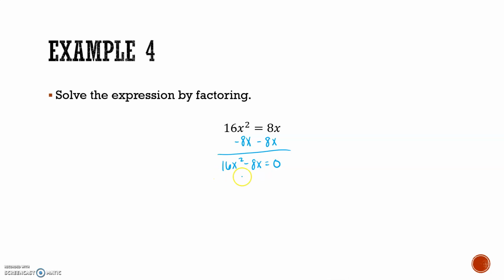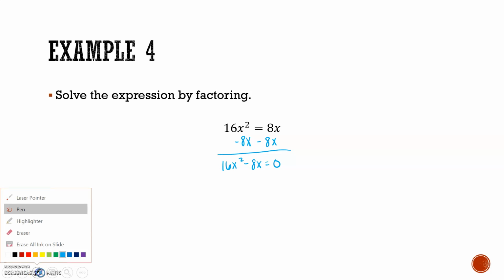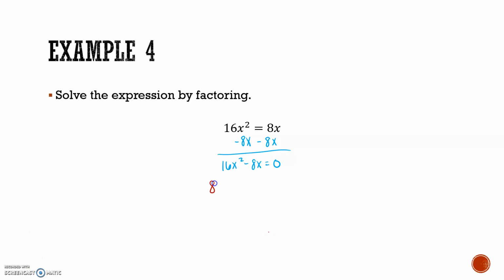And now if I look for a GCF, what am I going to get? My GCF this time is going to be 8x, because both can be divided by 8 and they both have an x. So when I divide by 8x, I'm left with 2x minus 1. Now, because this GCF does have a variable with it, I'm going to set that equal to 0. In this one, I'm going to also set equal to 0.